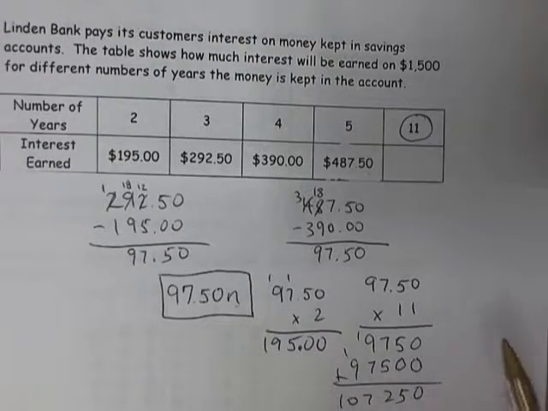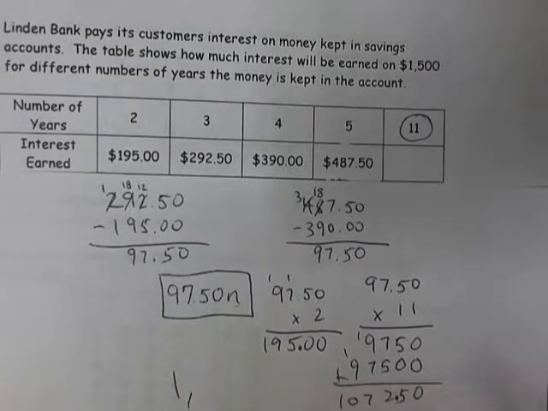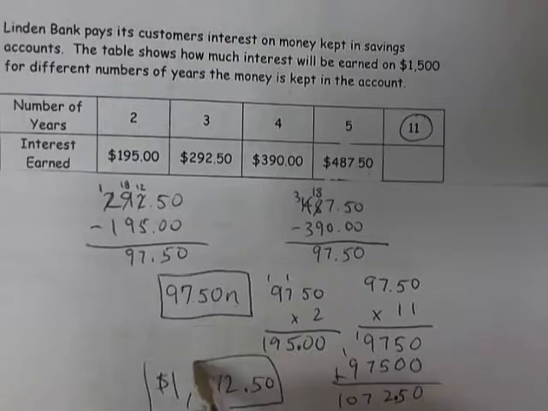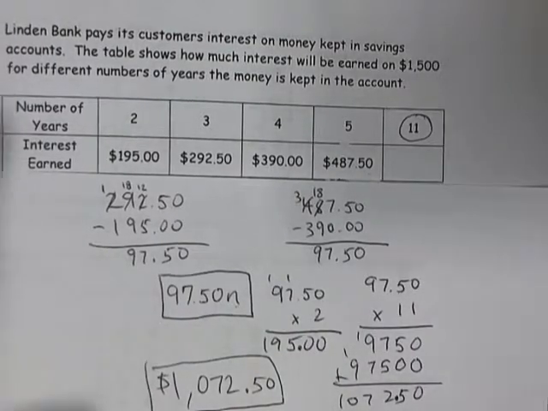And let's see, we have to move our decimal 2 places, right? There's 2 numbers to the right of the decimal, so it goes right here. So in year 11, the answer is $1,072.50 in interest. It's quite a bit of interest earned over time. Next question.